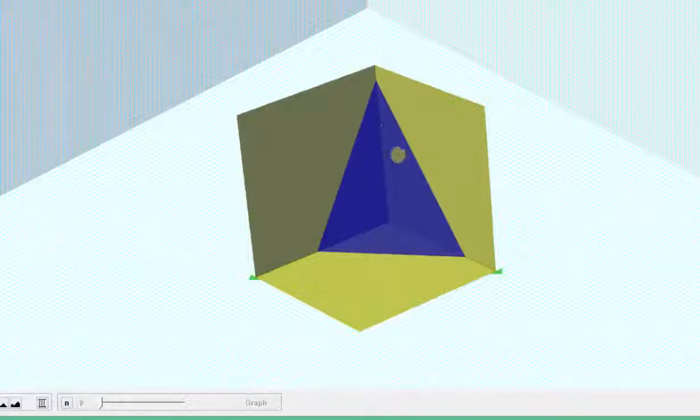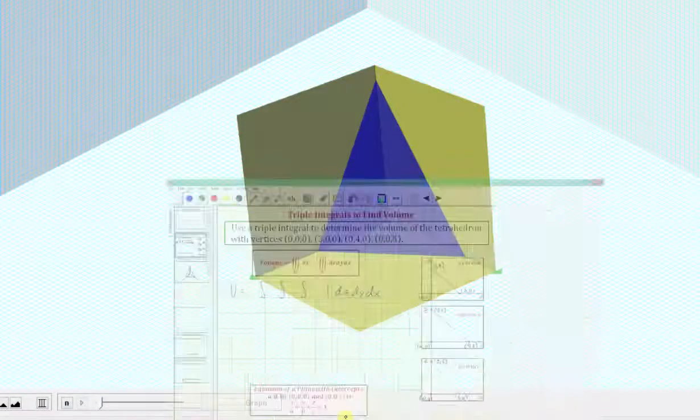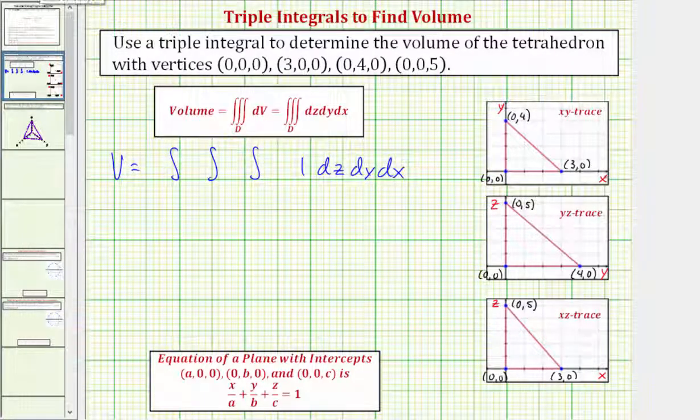So now we need to find the equation of this blue plane, which we can do because we know the intercepts. But again, we know the lower limit of integration with respect to z is going to be 0. And the equation of the plane with these 3 intercepts is given by this equation. So because the x-intercept is 3, we're going to have x divided by 3 plus the y-intercept is 4, so we have y divided by 4, plus the z-intercept is 5, so we have z divided by 5 equals 1. And now if we solve this equation for z, we can determine the upper limit of integration for z.